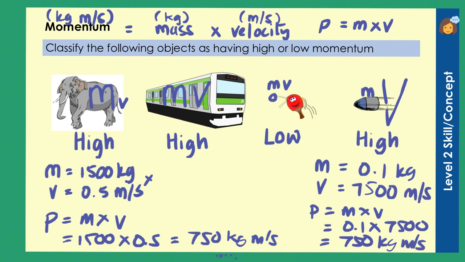So if we make a comparison, the elephant and the bullet both have high momentum for different reasons. So the elephant's high momentum is due to its mass, even if it's not moving that fast, the bullet's high momentum is due to its velocity, even if the mass is small. Okay, so it means the faster the object, the higher the momentum, or the larger the mass, the higher the momentum. But if you increase both, it's going to give an even larger or higher momentum.